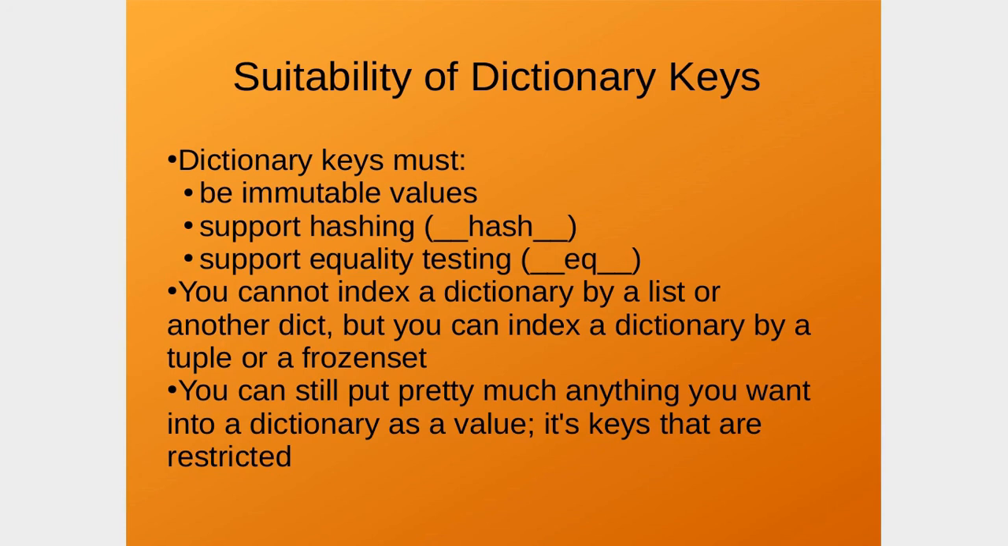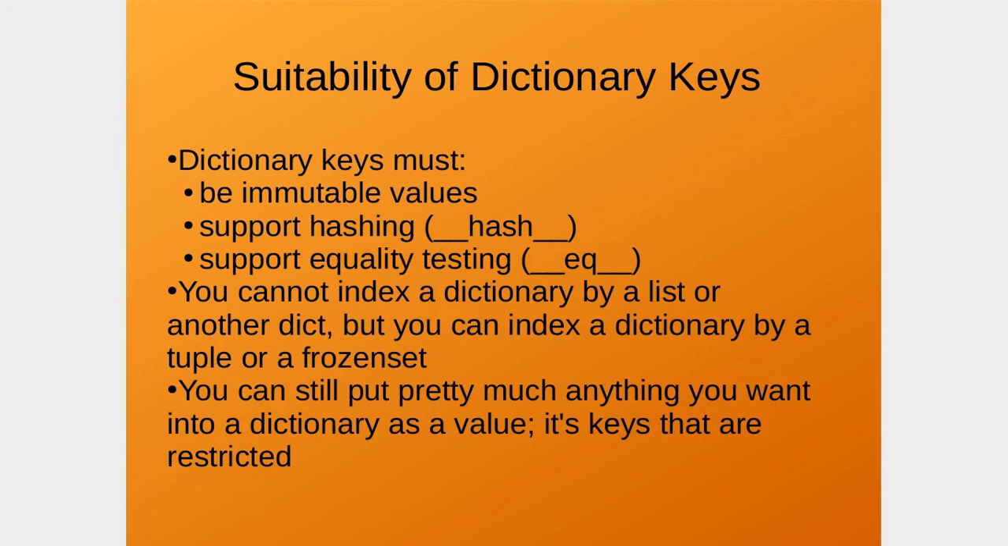There are some restrictions on what you can use as a dictionary key. Dictionary keys must be immutable values. They must support hashing with dunder hash, and they must support equality testing with dunder eq. You cannot index a dictionary by a list or another dict, but you can index a dictionary by a tuple or a frozen set, because the former are immutable and the latter are immutable.